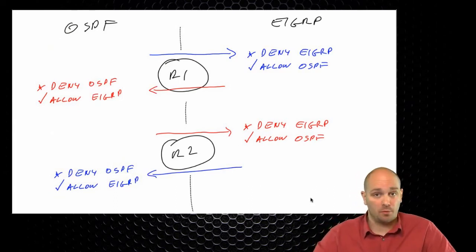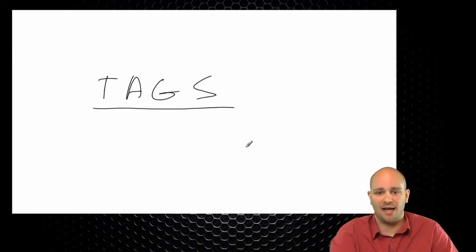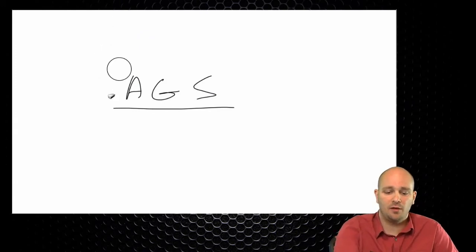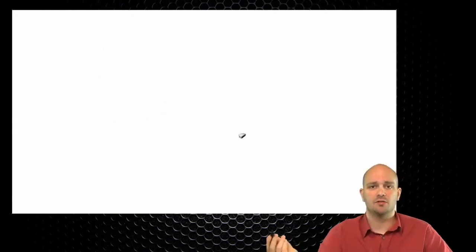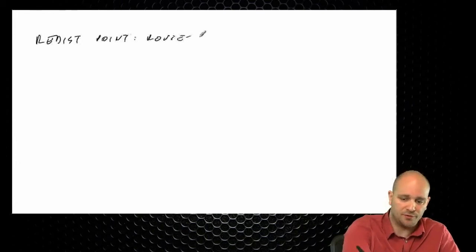There are multiple methods. Now, usually at this point in my classes, I hear people screaming, tags, tags, tags, use the route tags. Well, what happens if in your lab route tags are restricted? What are you going to do? What are the methods for filtering that you can use here? Well, the good news is that for this, at the redistribution point, we are going to be using route maps for filtering.